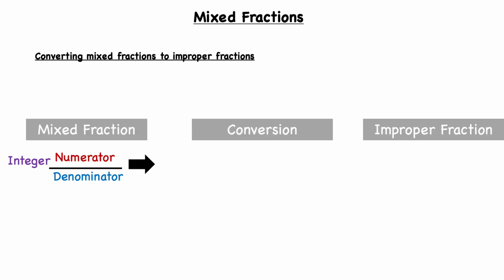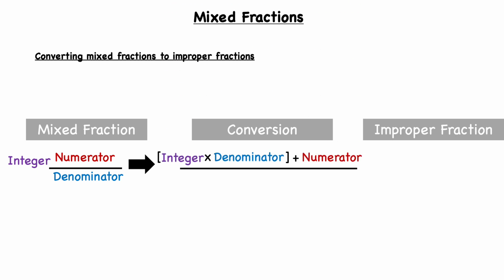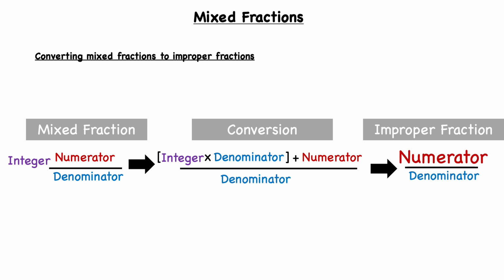Converting a mixed fraction into an improper fraction is super easy. Here's the formula. 1. Multiply the whole number by the denominator. 2. Add the numerator. 3. The result becomes your new numerator while the denominator stays the same.